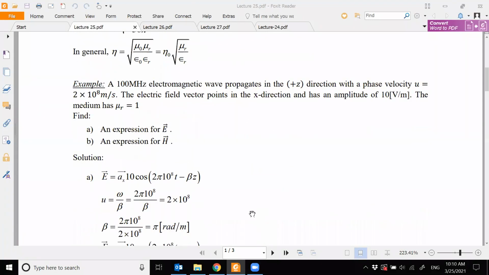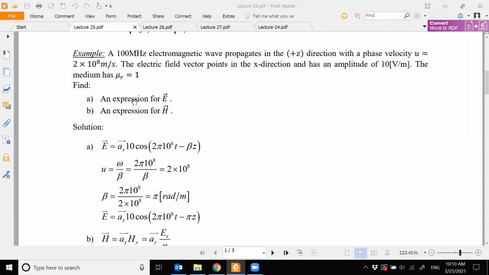And then we took this example where we are given this information and we need to find the expression of the electric field and the expression of the magnetic field. So the frequency, the phase velocity, and the electric field vector is in the x direction, and this is the amplitude. And mu r is 1. Based on that, first we wrote the electric field expression. How did we write it? It is in the positive z direction.